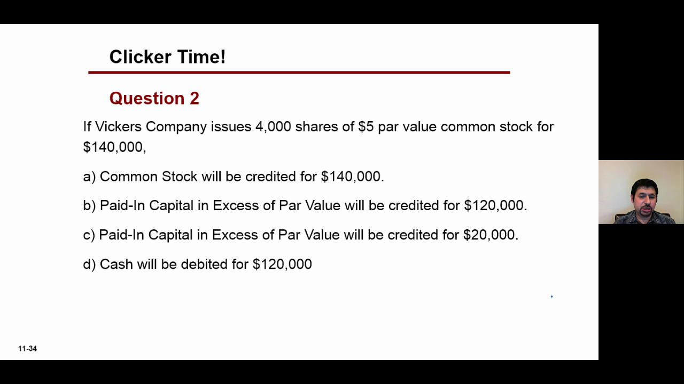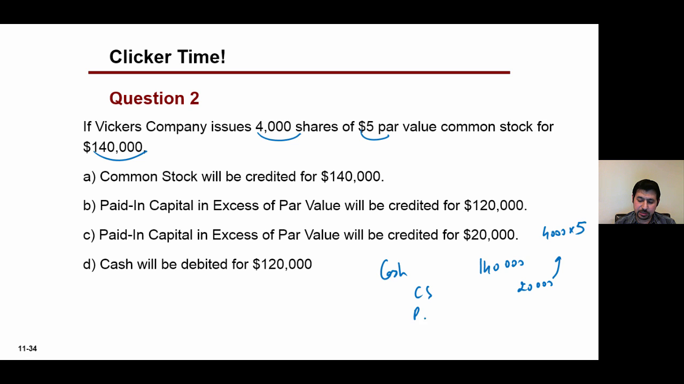If Vickers Company issues 4,000 shares of $5 par value for 140,000. Now, whenever we have a question like that, first we need to write the journal entry. The number of shares is 4,000 shares. Par value is $5, and the selling price is 140,000. So the company will be debiting cash the selling price, 140,000. The company will credit common stock the par value, which is 20,000. This is basically 4,000 shares multiplied by the par value.